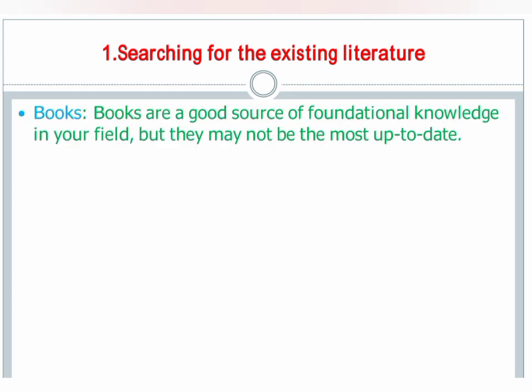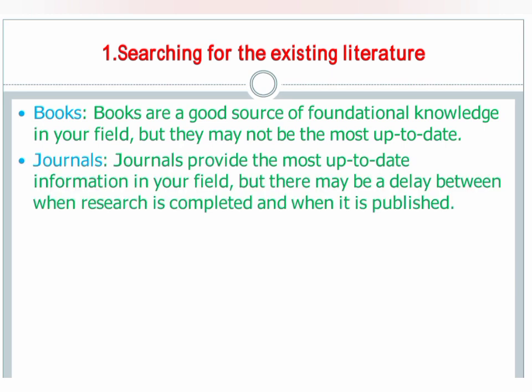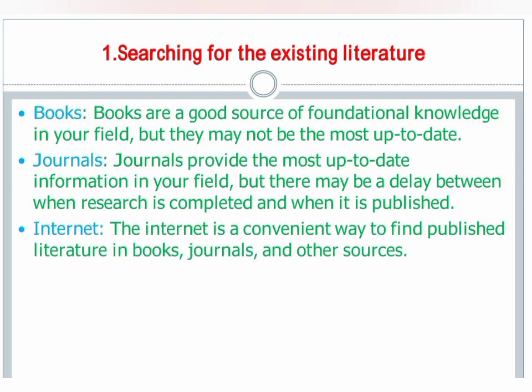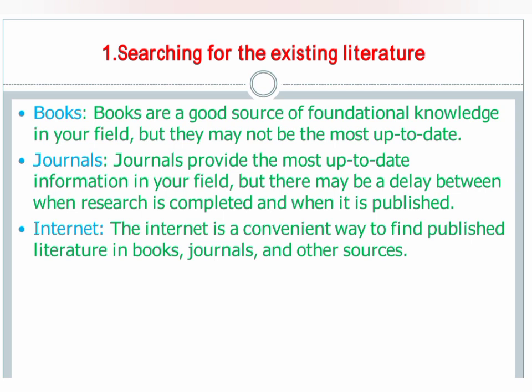So the first one is searching for the existing literature. To search effectively for the literature in your field of inquiry, we have to select the broad subject area and narrow it down to the particular research problem. In order to do this, we have to go through these 3 things: books, journals, and the internet.